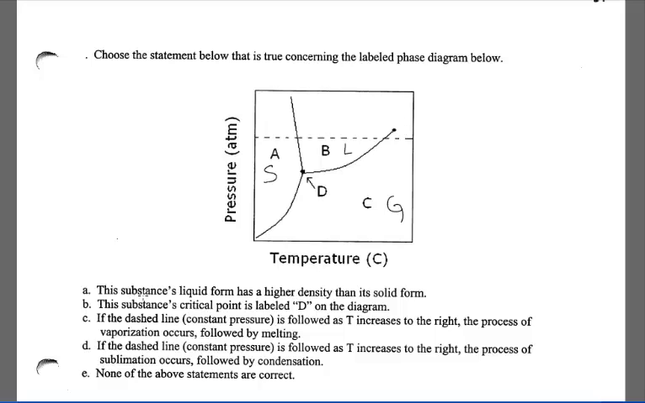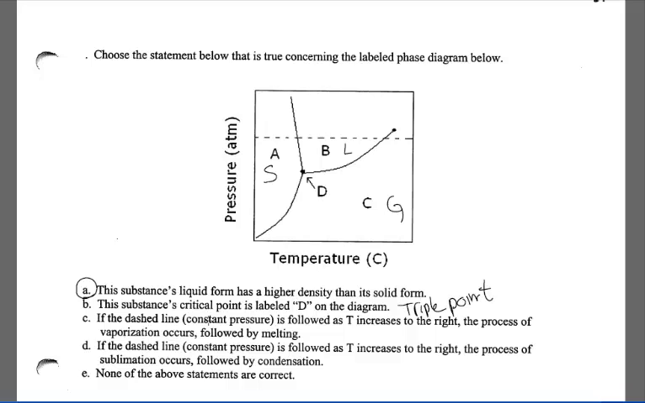All right, so the substance's liquid form has a higher density than its solid form. That would be like water, okay? And this slope here is negative, just like water. Okay, so the liquid form would be more dense. For a given temperature, the liquid form is at higher pressure than the solid, which means the liquid is more dense. Okay, so A is true. But let's go on and look at the others. The substance's critical point is labeled D. No, that is the triple point.